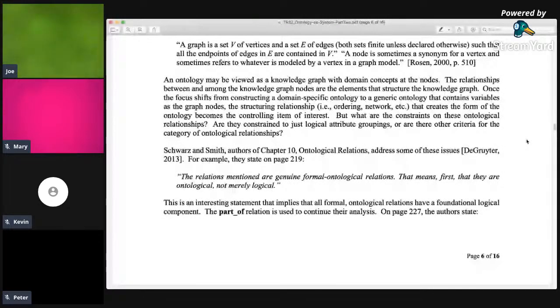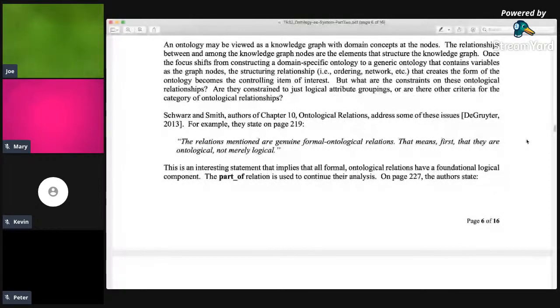But Swartz and Smith, the authors of Chapter 10 on ontological relationships in the book, I think, Applied Ontology, said the relations mentioned are genuine formal ontology relations. That means first that they are ontological, not merely logical. So I looked at this and said, well, okay, this must mean then that all ontological relations are logical. They have some logical components to them. Then we need to work on understanding what they mean by ontological.